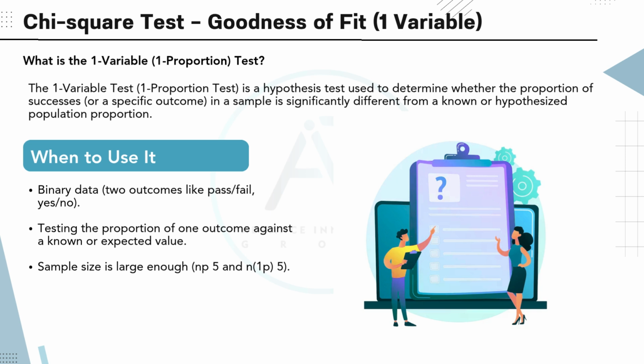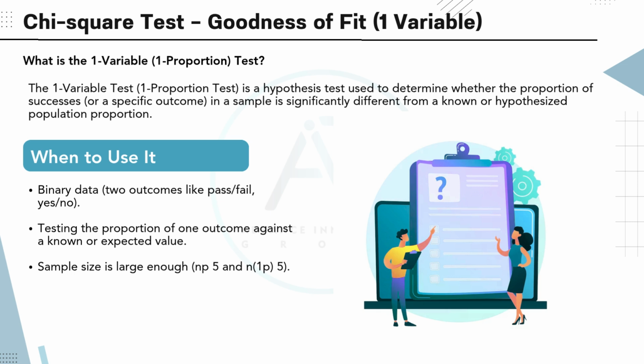Under the When to Use It section, use this test when you have binary data. For example, pass, fail, yes, no, defect, no defect. It is specifically used to compare the proportion of a single outcome against a benchmark or known value. Make sure that the sample size is large enough for the test to be valid. The rule of thumb is np greater than or equal to 5 and n(1 minus p) greater than or equal to 5. This ensures a reliable approximation to the chi-square distribution.